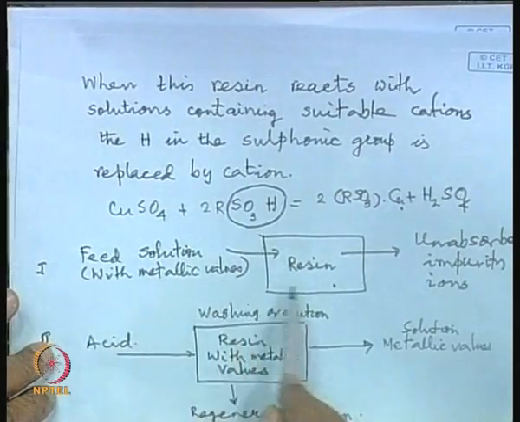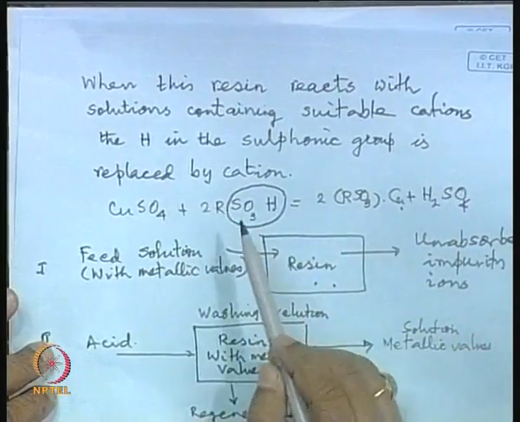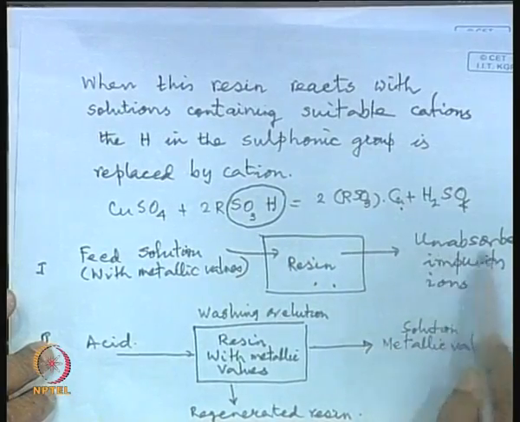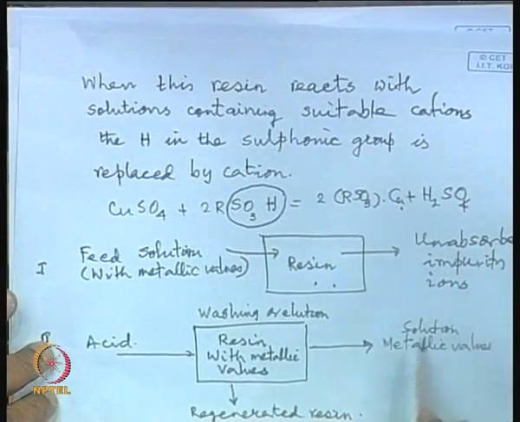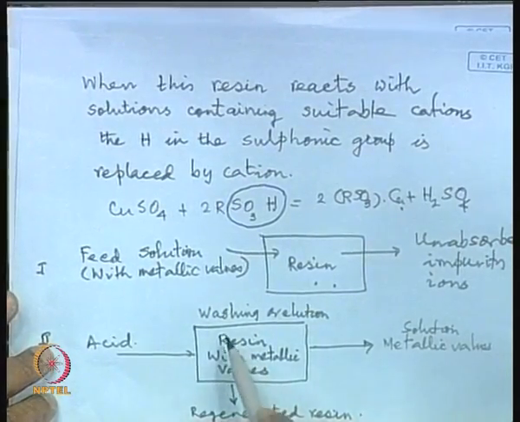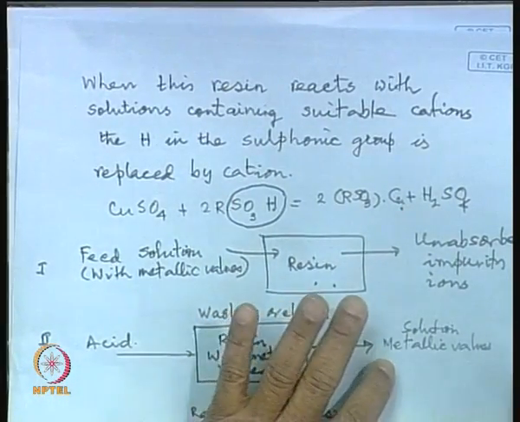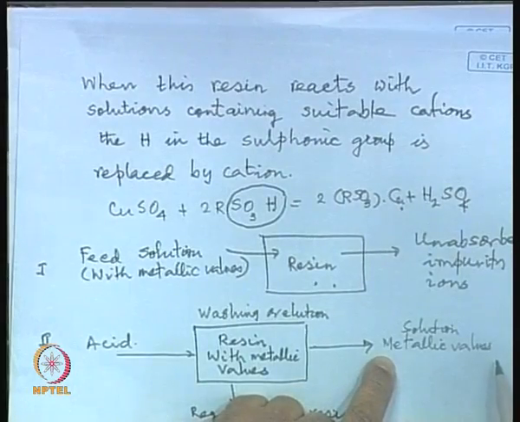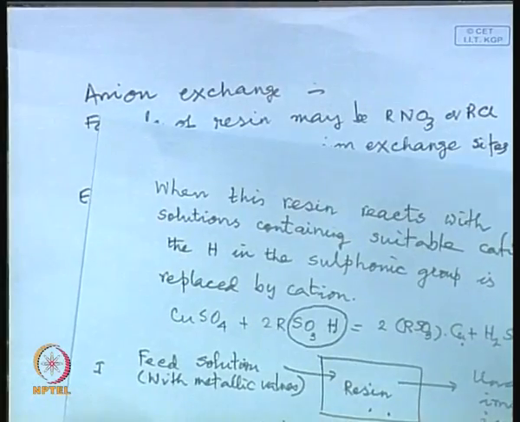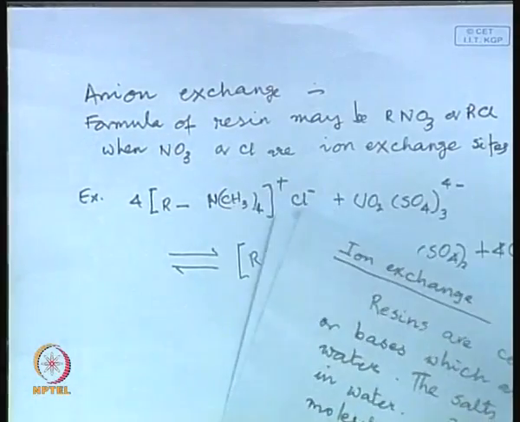So, when the feed solution goes through resin, this resin will absorb the copper in this area, unabsorbed impurities will go through. The reaction can be reversed, and we call it washing or elution, where we regenerate resin, and only now the solution will have the metallic ions that were absorbed in the first place. Now, this is cation exchange resin. There can be anion exchange also.